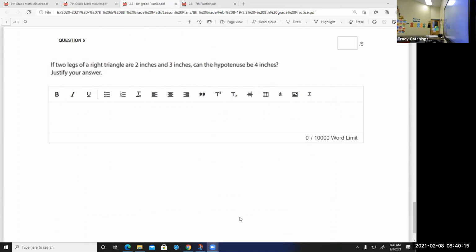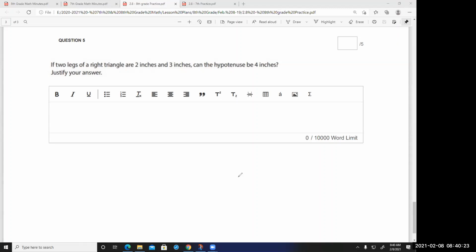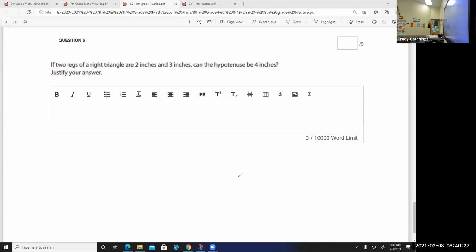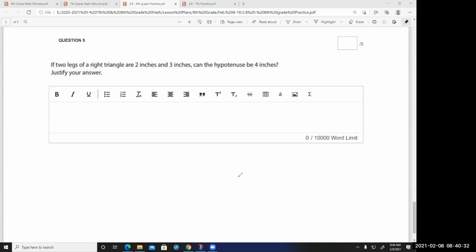All right, somebody read number 5 to us. If two legs of a right triangle are 2 inches and 3 inches, can the hypotenuse be 4 inches? Just by your answer. How can we prove this to be true or not true?